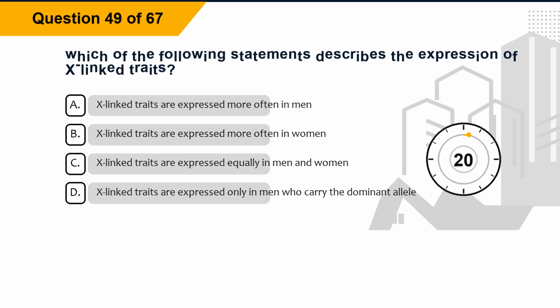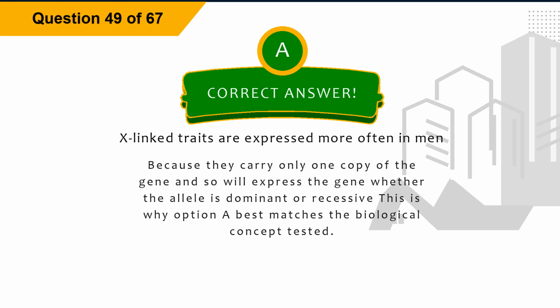Question 49. Which of the following statements describes the expression of X-linked traits? Option A, X-linked traits are expressed more often in men. Option B, X-linked traits are expressed more often in women. Option C, X-linked traits are expressed equally in men and women. Option D, X-linked traits are expressed only in men who carry the dominant allele. The correct answer is option A, X-linked traits are expressed more often in men. Explanation. Because they carry only one copy of the gene, they will express the gene whether the allele is dominant or recessive. This is why option A best matches the biological concept tested.